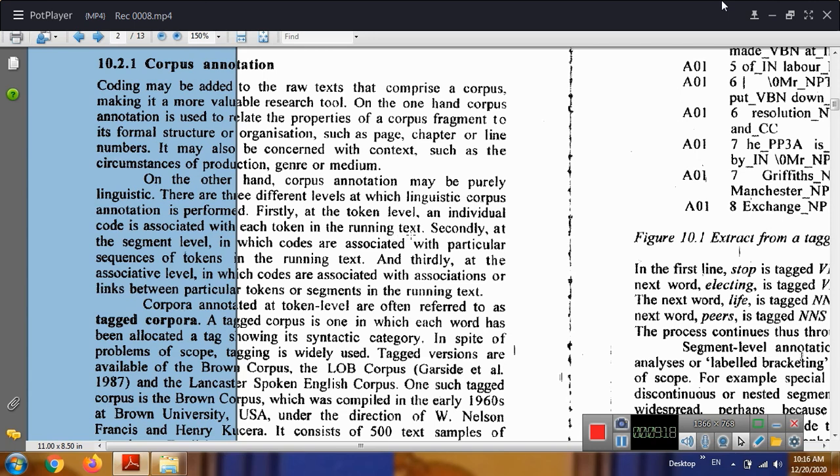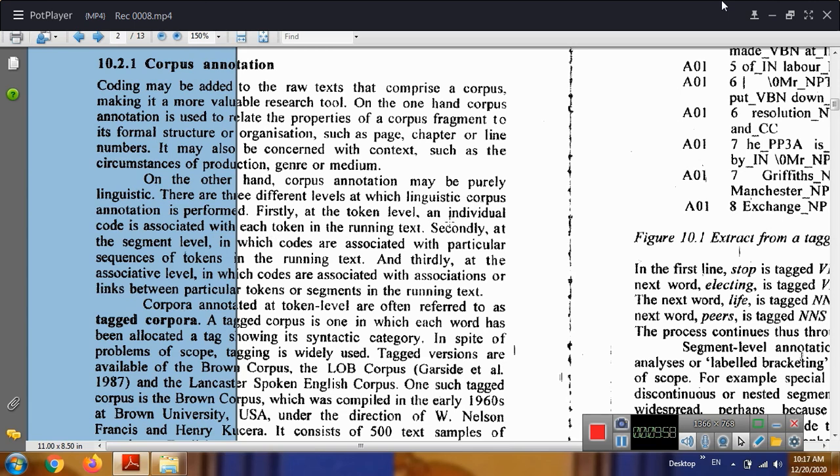An individual code is associated with each token in the running text. Secondly, at the segment level, codes are associated with particular sequences of tokens in running text. And thirdly, at the associative level, codes are associated with associations or links between particular tokens or segments in a running text. Therefore, for annotation in linguistics, we have 3 levels: token level, segment level, and associative level.